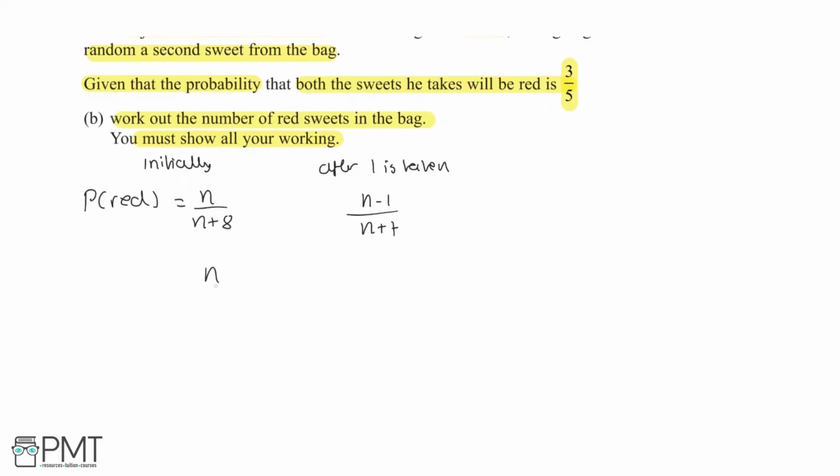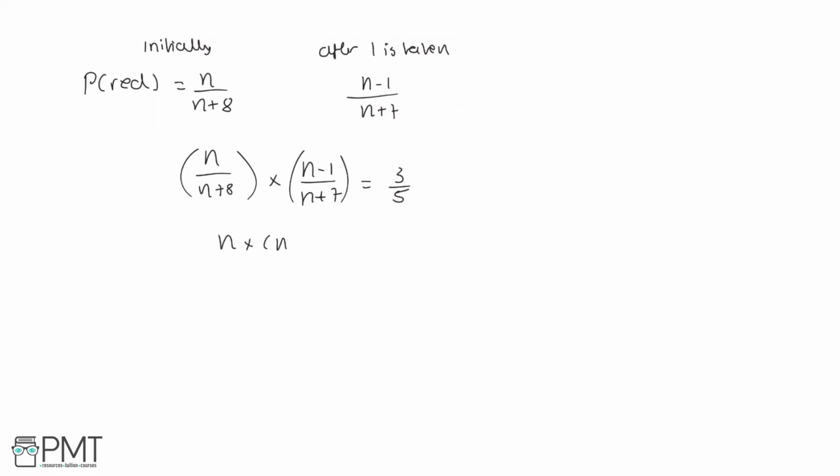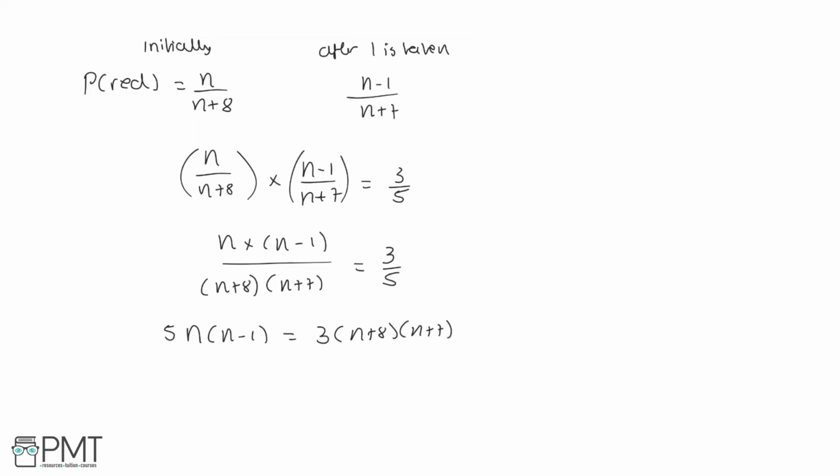So what we're going to say is n over n plus 8, the probability the first one is red, and the probability the second one is red, so finding the product like this equals 3/5. We're going to expand this, solve the quadratic, and get it in terms of n to see how many sweets we have. We will say that n times n minus 1 over n plus 8, n plus 7 equals 3 over 5. Right, we'll cross multiply to get rid of our fraction, so we'll say n times n minus 1 times 5 equals 3 times n plus 8, n plus 7.